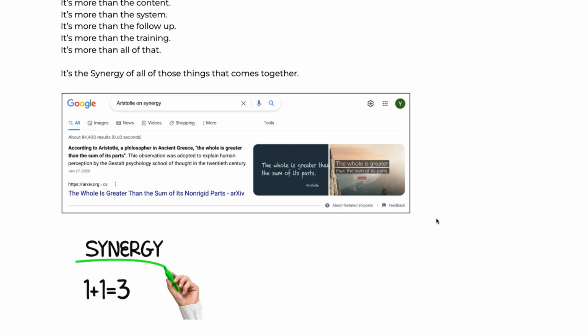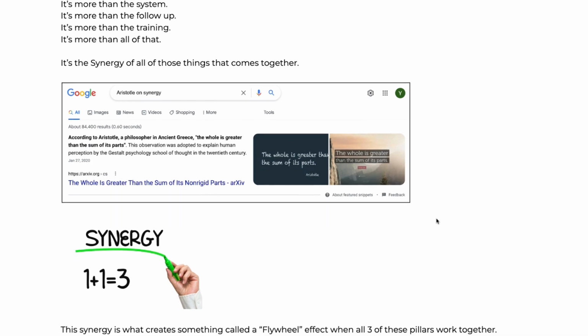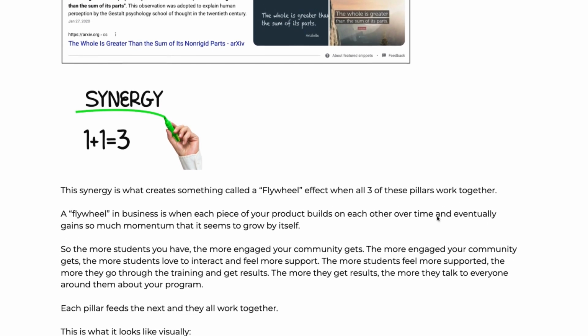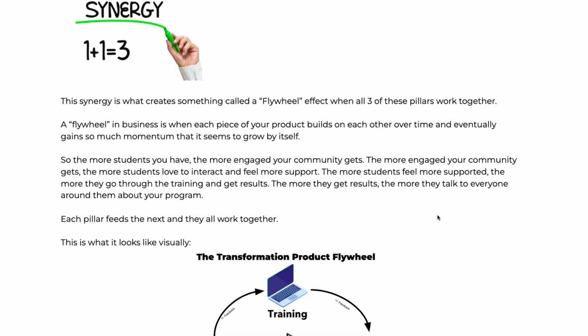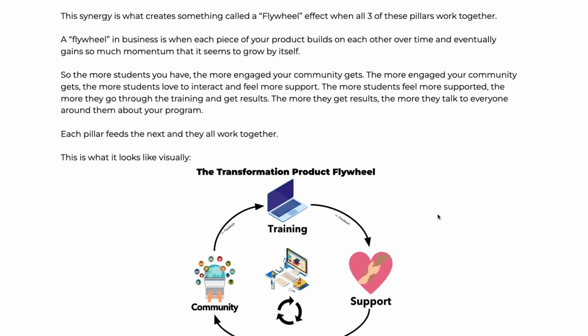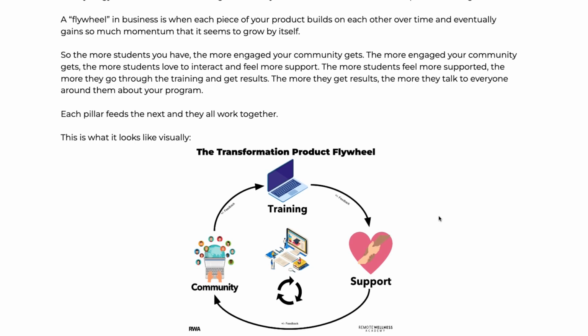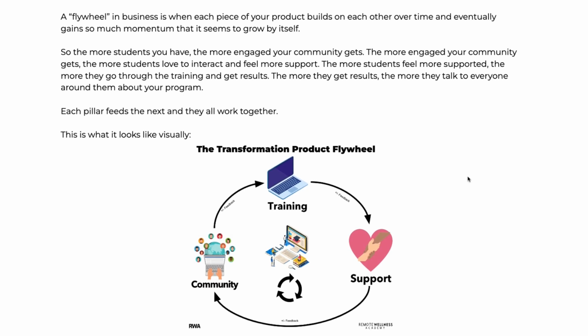It's when you have training, community, and support, and you're like, oh, 3 pillars. But you all of a sudden get an exponential impact as a result of these 3 pillars coming together, okay? And so this synergy is what creates something called a flywheel effect when all of these 3 pillars work together. What is a flywheel effect? A flywheel in business is when each piece of your product builds on each other over time and eventually gains so much momentum that it kind of just grows by itself.